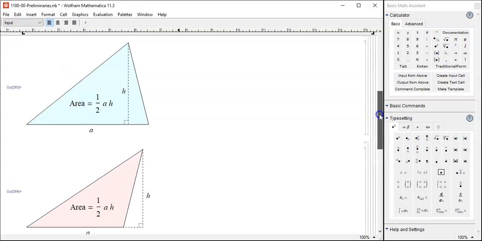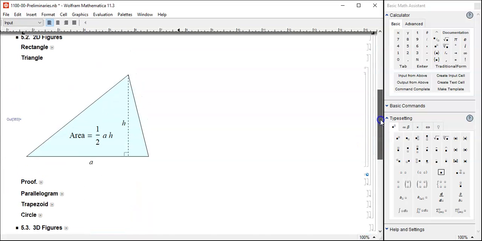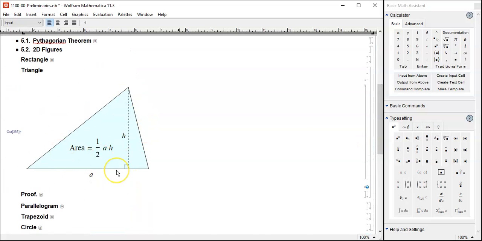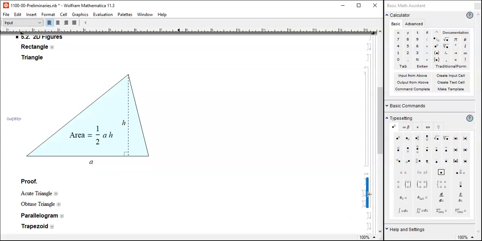Everybody knows the formula, 1/2 AH, but how about the proof? Well, let's do it. Let's consider acute case first, and then we're going to do obtuse case later. An acute triangle here, as you can see, can be decomposed into two parts, left-hand side and right-hand side, and both of them are right triangles.